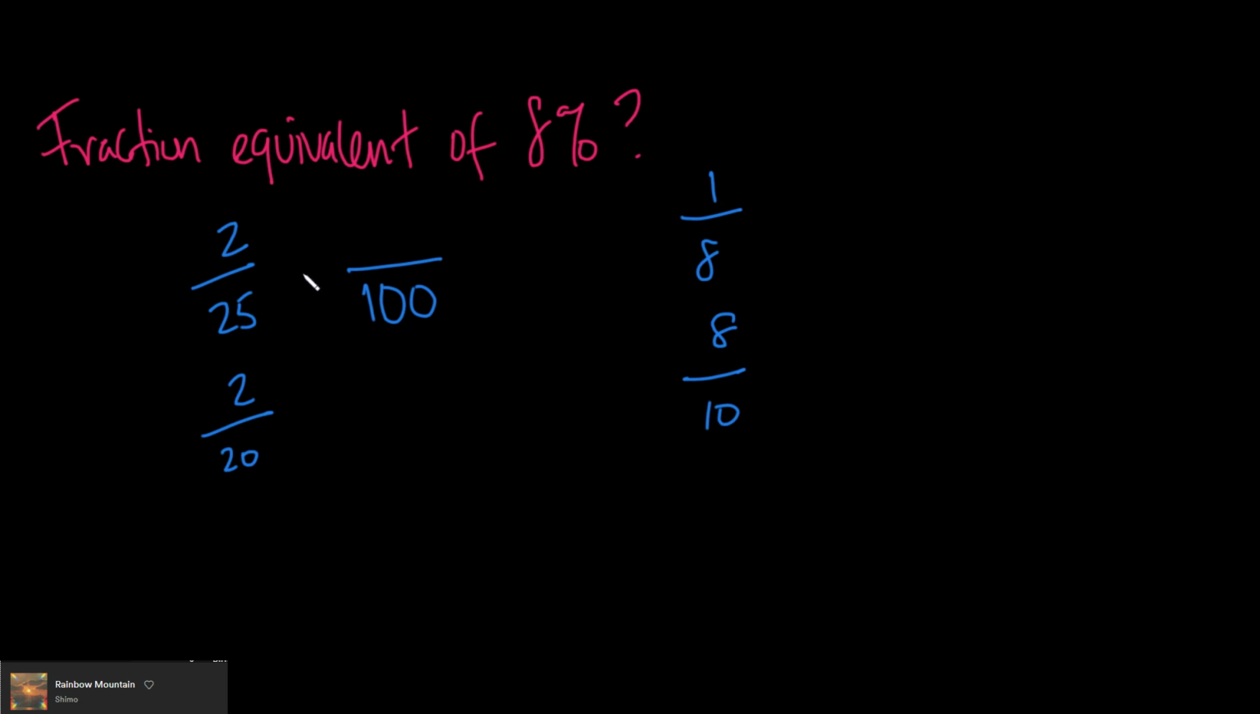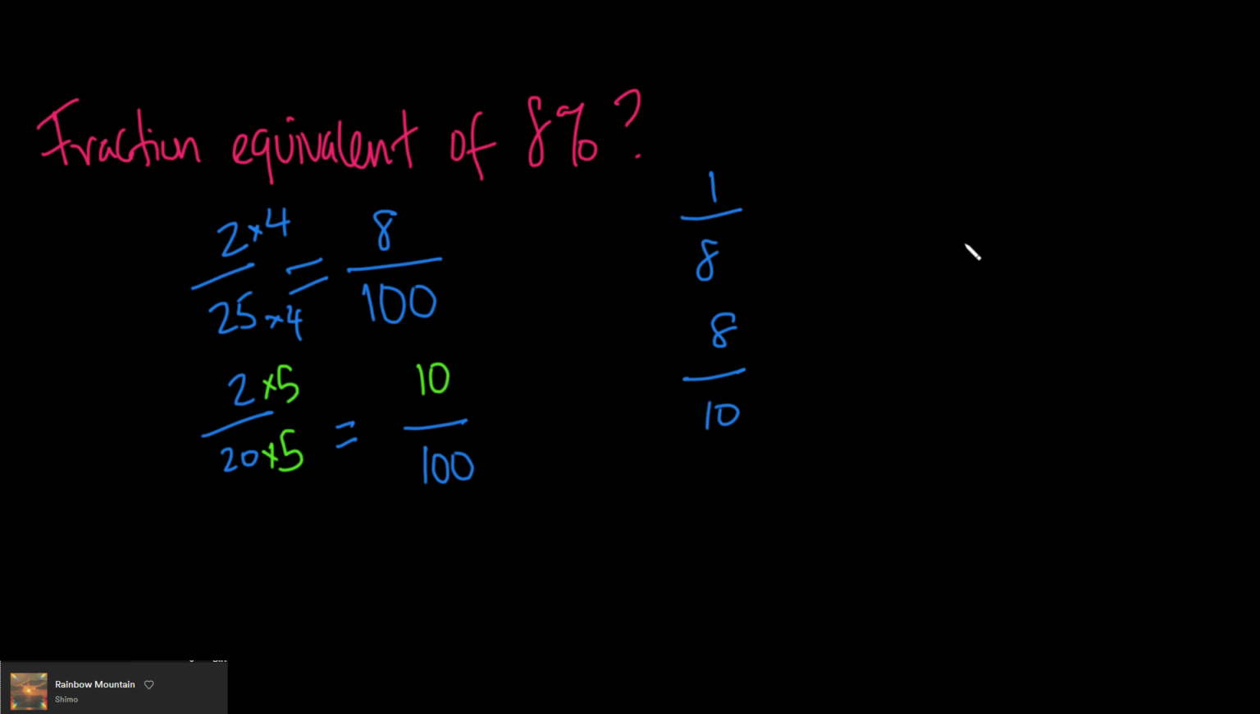So in this case, if I want to change this fraction into a fraction over 100, from 25, I would have to multiply the denominator by 4, which means I have to multiply the numerator by 4. So I would have 8 over 100. 20 times 5 gives me 100, so if I multiply by 5, here I'll use a different color to show each of them. Times 5, times 5, 2 times 5 here is 10.